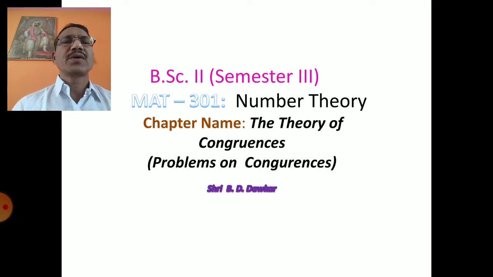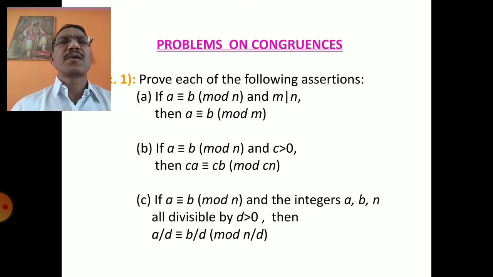Yesterday, we saw the basic properties of congruences. Now, using these properties, we shall solve some problems on congruences. First problem, prove each of the following assertions. If a is congruent to b mod n and m divides n, then a is congruent to b mod m.